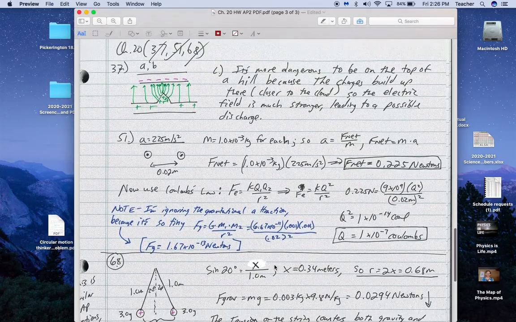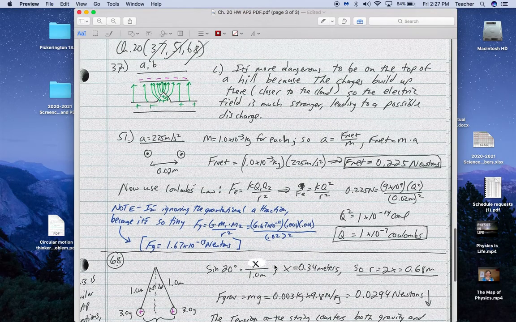Okay. 37 and 51. This is basically saying you're outside. There's storm clouds up here. This is a hill. And it's asking you to draw out the electric field lines and the charge locations. So the charges are going to pile at the tippy top of that, and that means that the electric field in this region is going to be very strong.